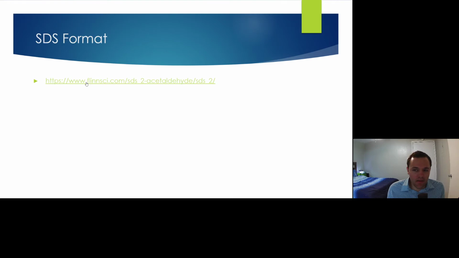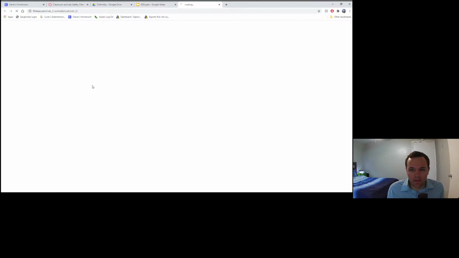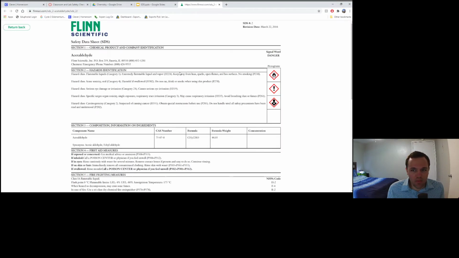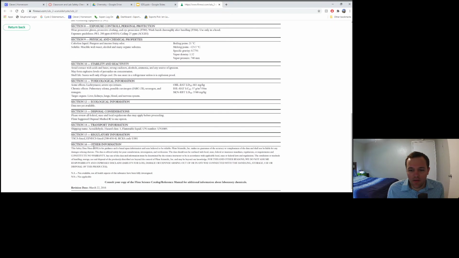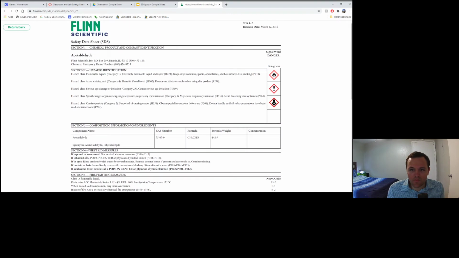All right, and then the very last slide in this PowerPoint here is this link, and if we click this, it will take us to an example of a safety data sheet. So this is what they look like. All right, they've got 16 sections. The very first section will always tell you the name. So this is for a chemical called acetaldehyde, and then it'll tell you where it was manufactured.